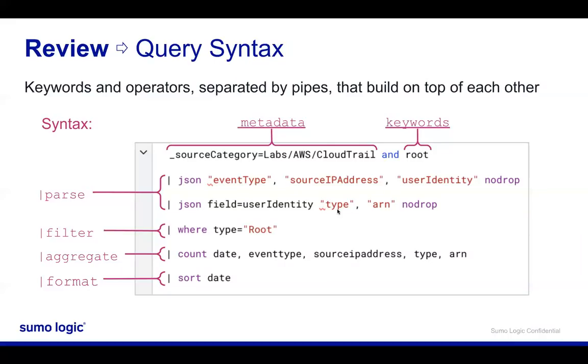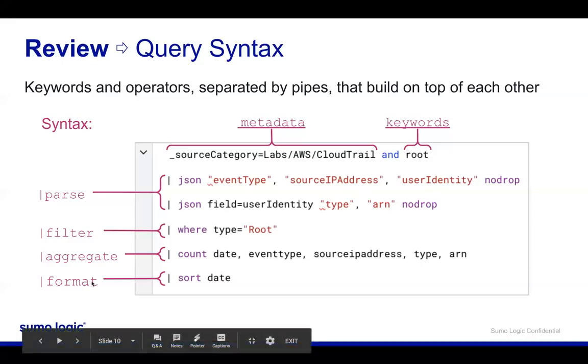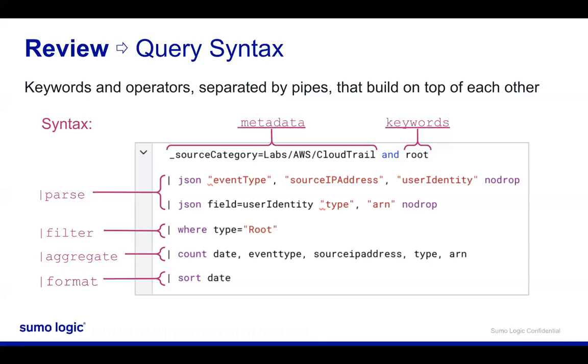I'm doing additional parsing to a field. So here's a field called user identity that I parsed, and then I go ahead and do additional parsing. I say, okay, field user identity, I want to parse it further, and I want to find out the type and the ARN for that. And then I want to filter. I want to say where type equals root. So I'm doing additional filtering, and then I'm doing some sort of aggregation and eventually some formatting. So that's the basic syntax that Sumo uses. It's a lot of operators separated by pipes to be able to build your query.